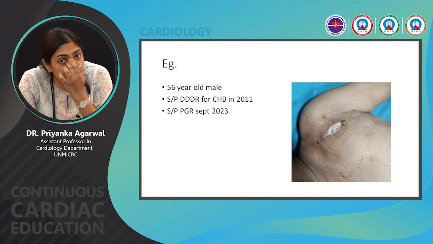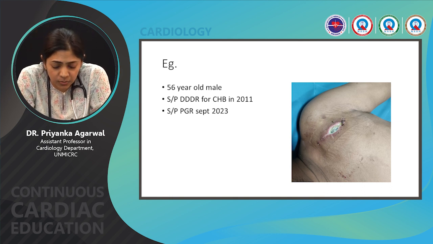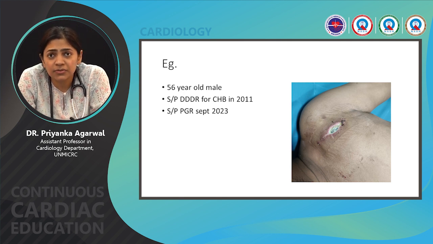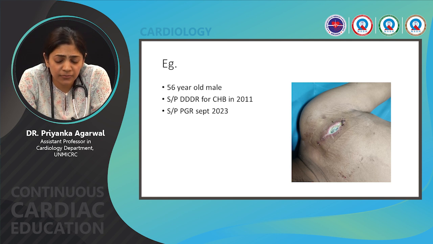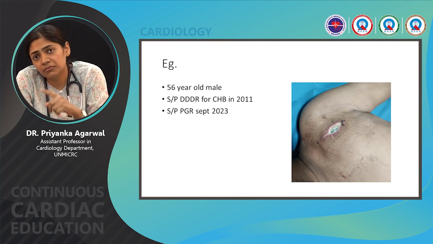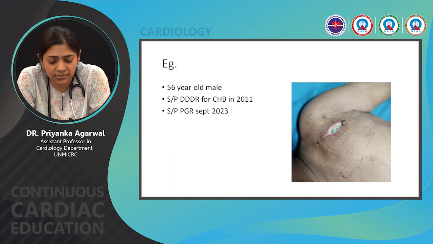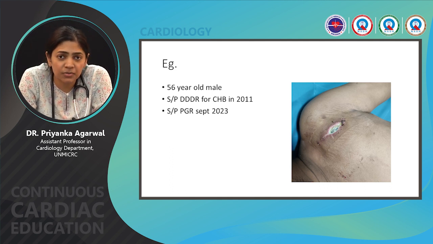So here we'll discuss a case. We recently, about 1 month back, had this case. He was a 56-year-old male. He had a dual chamber pacemaker for CHB in 2011. Then we did a PGR in September 2023. After 1 month, he came for follow-up with this. We looked at the device site, and this was the site. Pus was coming out, and it was all red. So we planned a lead extraction procedure for the same patient.